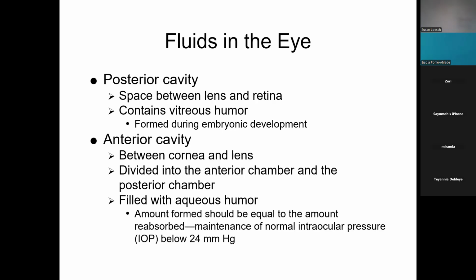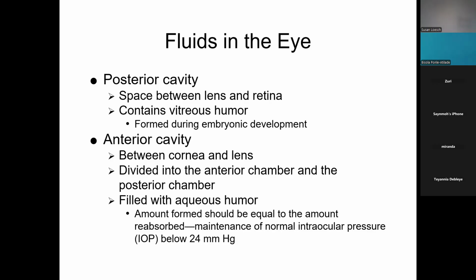The anterior cavity is between the cornea and the lens. It divides into the anterior chamber and the posterior chamber. The posterior chamber is between the iris and the lens, and the chambers are connected through the pupil. The anterior cavity is filled with aqueous humor. It's secreted by those ciliary processes into the posterior chamber.